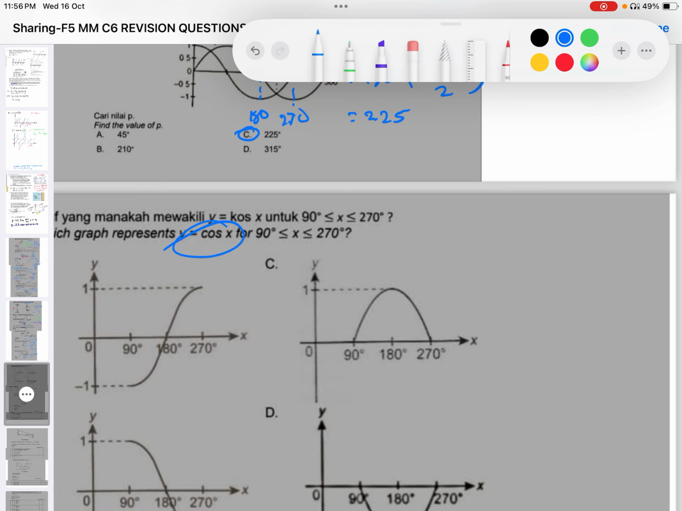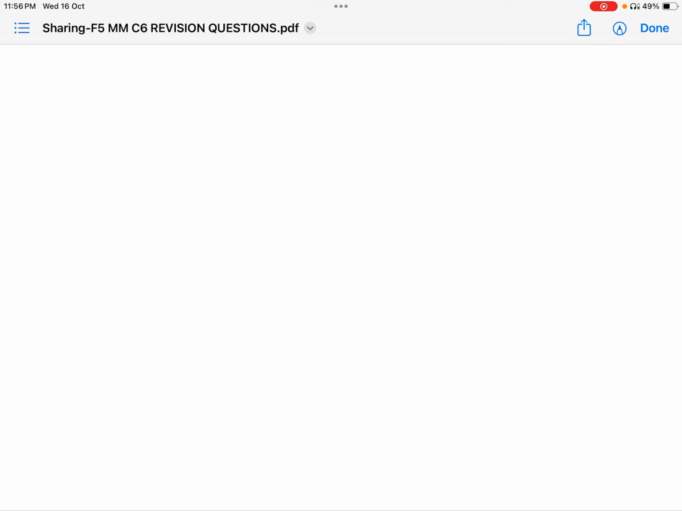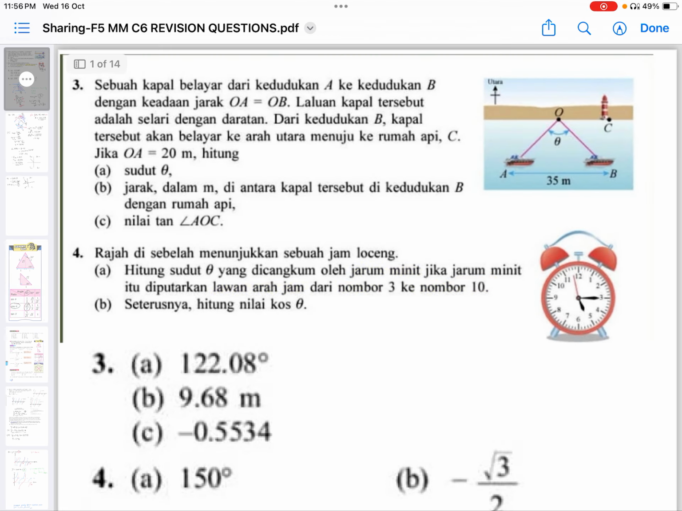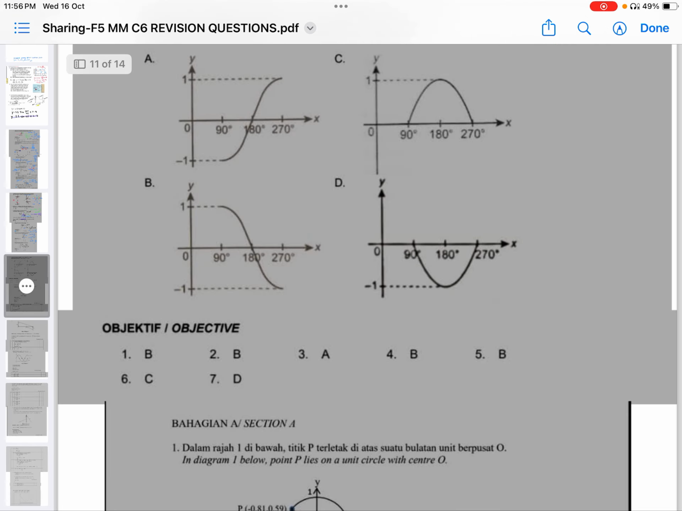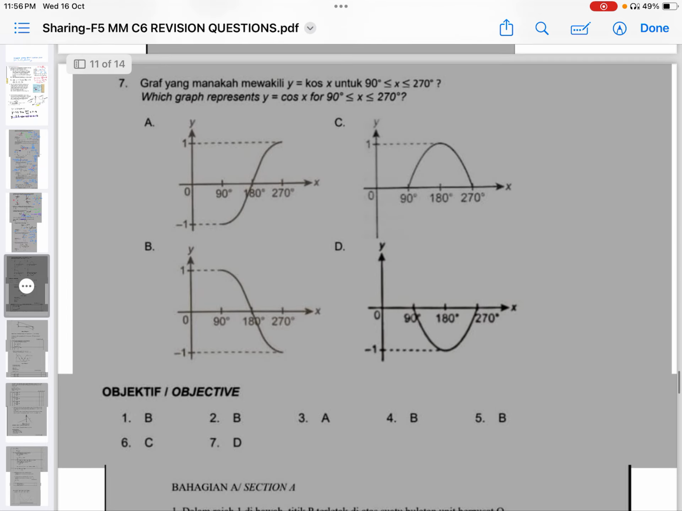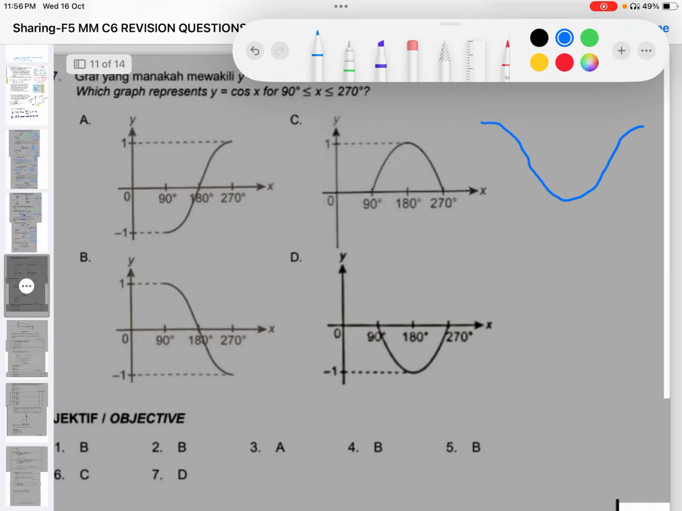Dia nak cos X. So, kalau kita lukis satu graf cos X. Graf cos X bentuk macam ni. Oh. Looks like artificial intelligence can't save me. It can't replace me yet. Okay, so kita akan dapat graf macam tu.